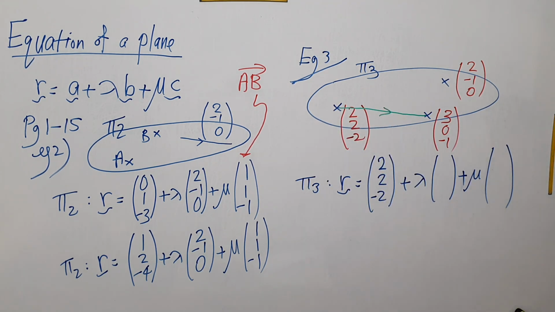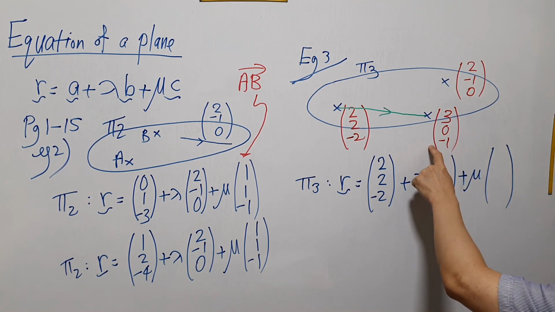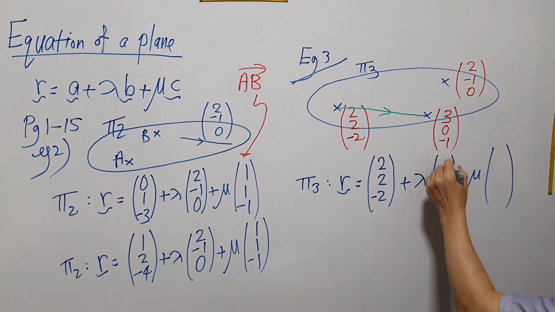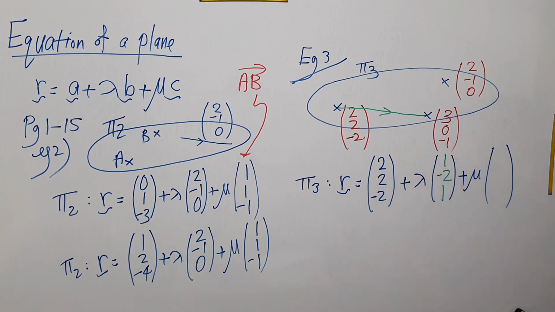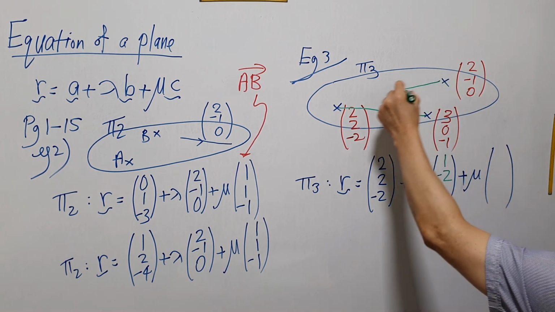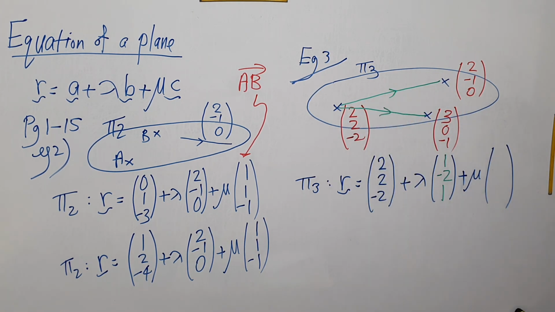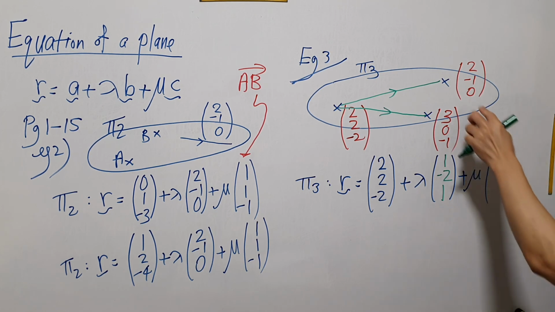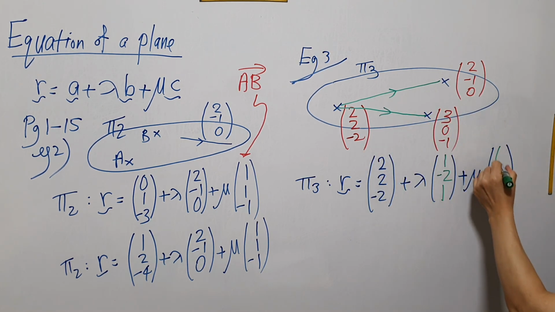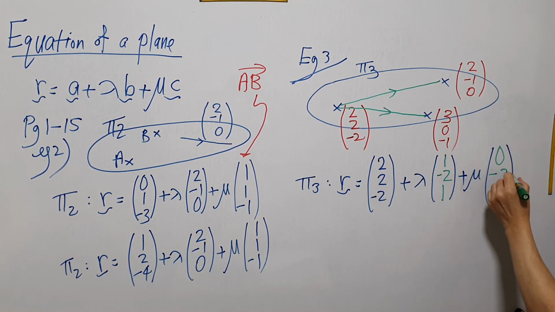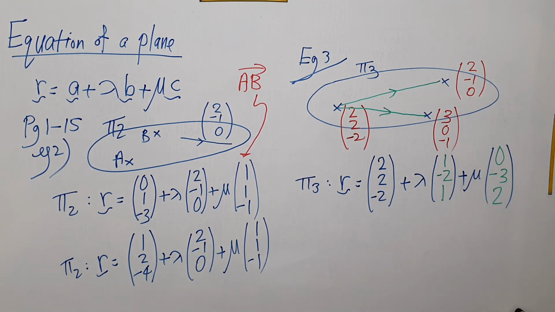How do you get this vector? Again, like what you did just now for AB, you take this minus this, and this gives me 1, minus 2, 1. And now I need another vector that's parallel to pi3. This could be a good choice. And this minus this would be 0, minus 3, and 2. And there we are, the equation of the plane pi3.